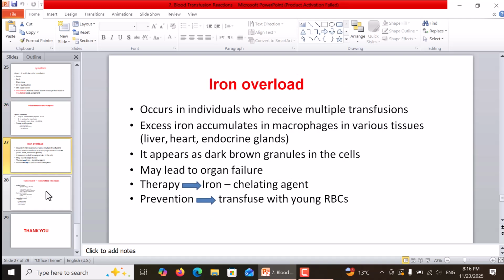Another complication of transfusion is called iron overload. It occurs in individuals who receive multiple transfusions. Excess iron accumulates in macrophages in various tissues such as liver, heart, and endocrine glands. It appears as dark brown granules in cells, may lead to organ failure, and is treated by iron chelating agents. We could prevent it by transfusion with young red cells.